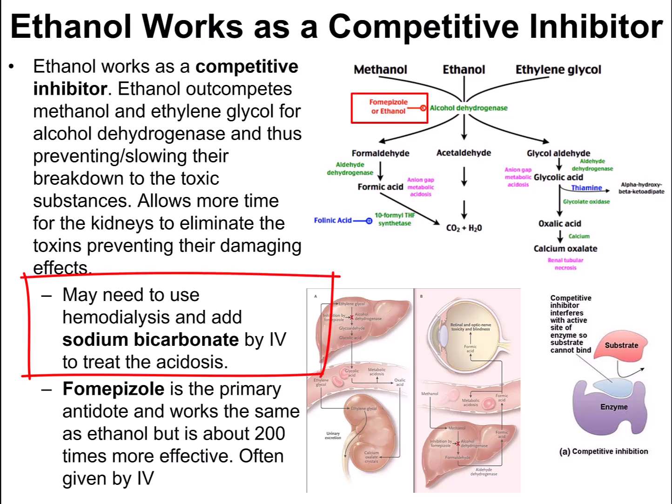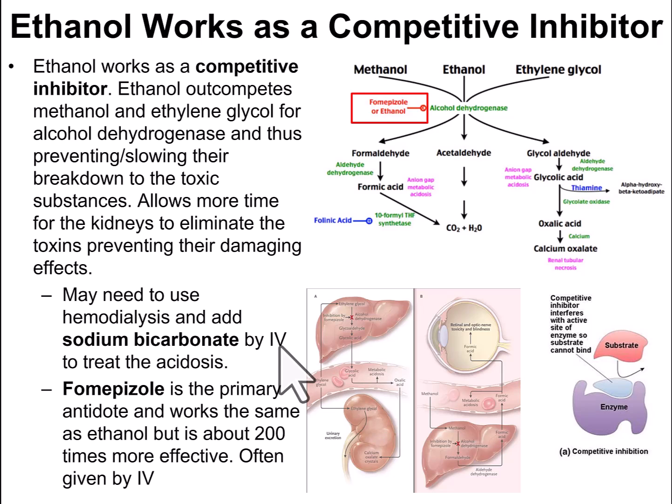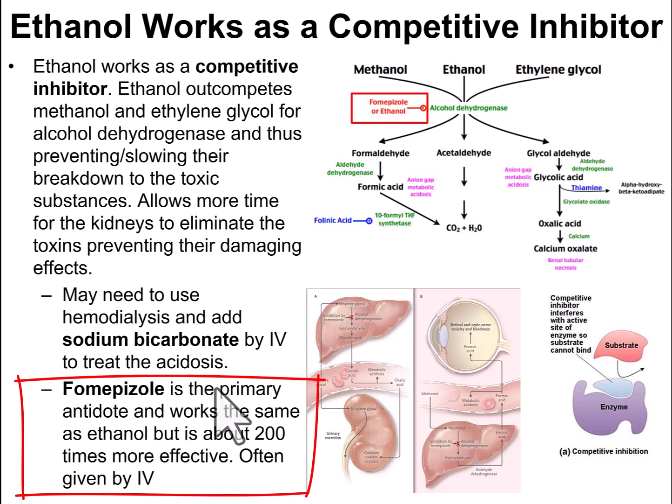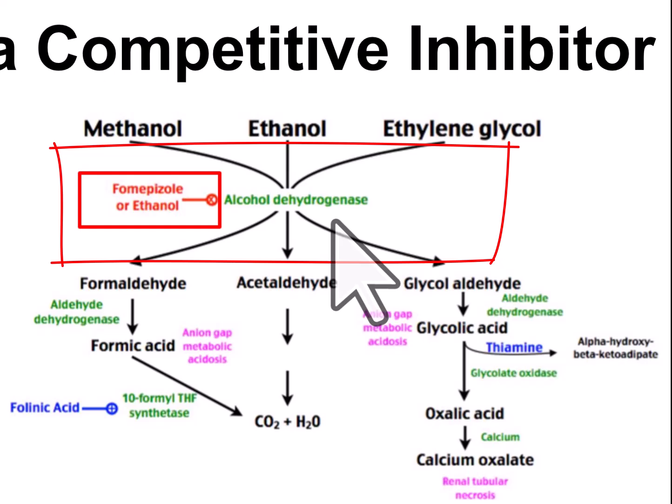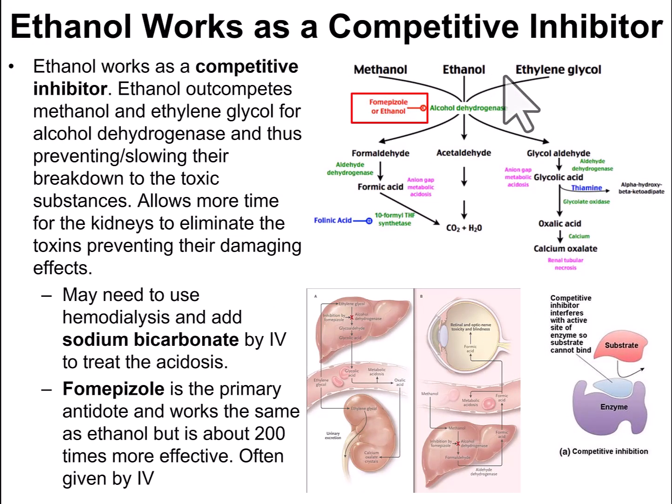Now, you can also provide sodium bicarbonate by IV in order to treat the acidosis. And while ethanol is good for treating certainly animals with an IV, you've got to watch out because the animals are going to get drunk by doing this. You can also use this to treat humans, but that's not the primary antidote for this. We have a substance called fomepizole, and it works the same as ethanol, but it's about 200 times more effective at binding with alcohol dehydrogenase. So that's your primary antidote. But if you don't have any, ethanol can work in helping to prevent antifreeze toxicity.